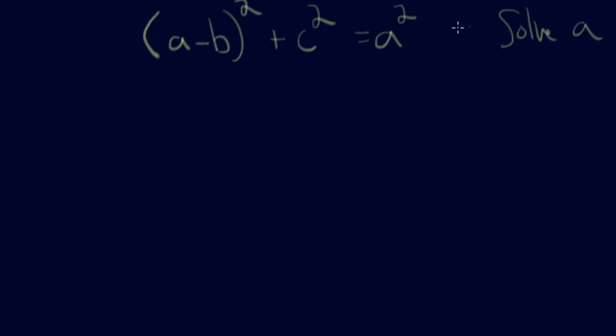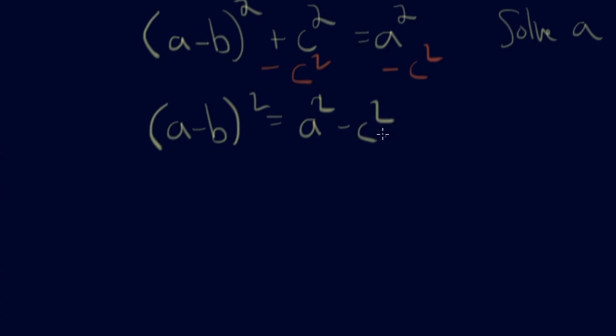So you see all the squares, you might want to think, well, maybe I should square root everything. But that's really not going to be the case. Right now, we're going to make things a little bit simpler. I'm going to subtract c squared from both sides. And that is going to leave me with a minus b all squared is equal to a squared minus c squared. Okay, I'm going to expand this. So I'm going to use that shortcut I just showed you. So a squared minus 2ab plus b squared is equal to a squared minus c squared.